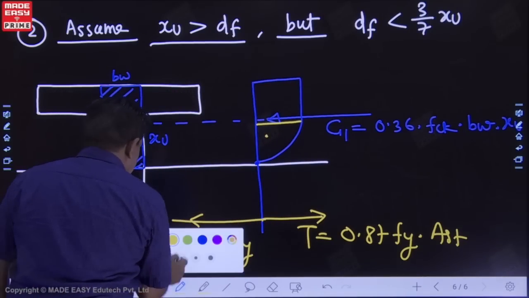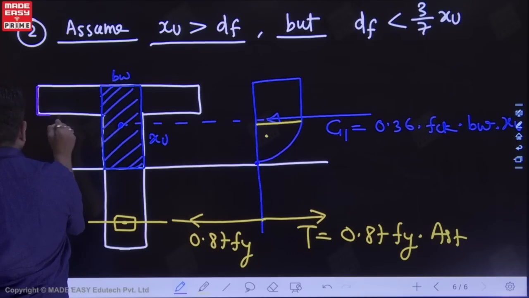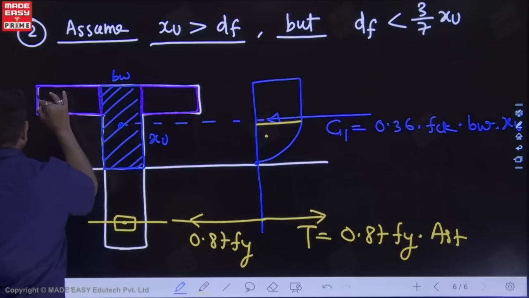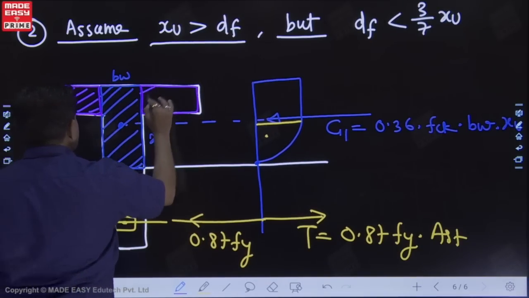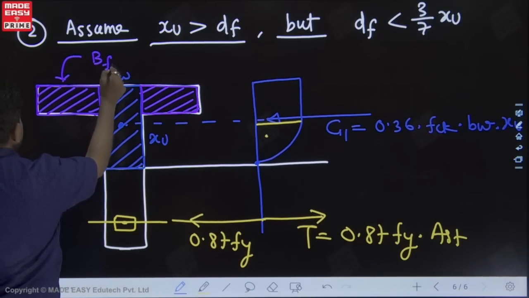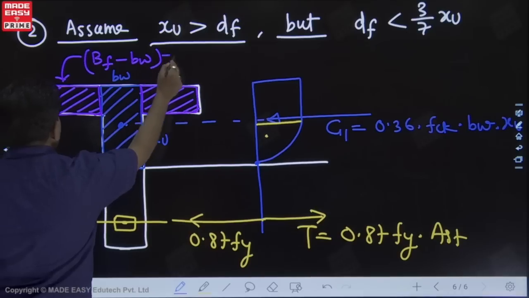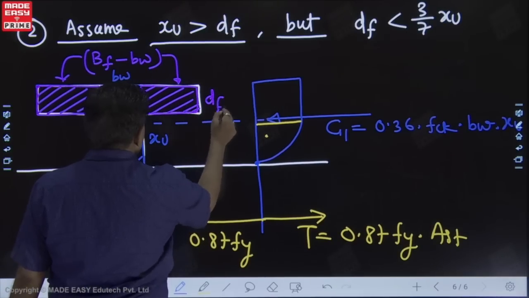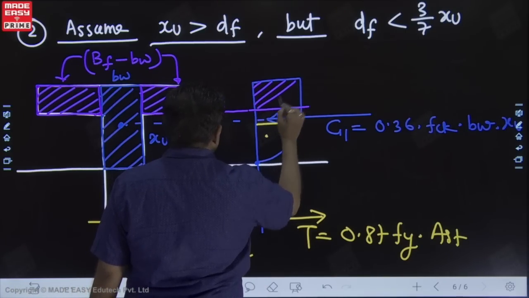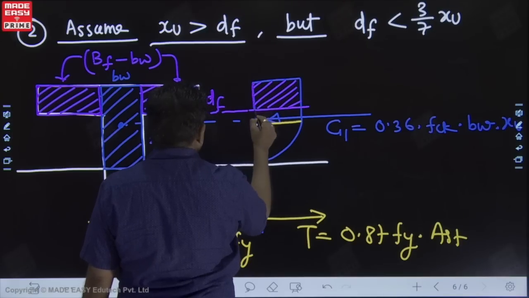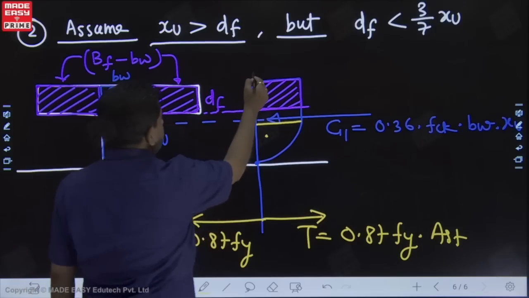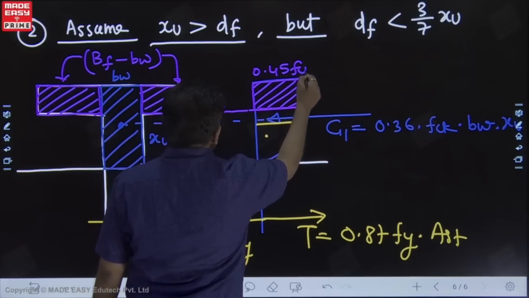So the flange portion, this flange portion and this flange portion, these are the two portions, the areas are like this. What will be the area? Its width will be total width bf minus bw. Depth is Df, and if this depth is within this rectangular portion, then the stress diagram in this flange will be like this. I have just superimposed the stress diagram. Same stress diagram, the value will be the same, with a value of 0.45 fck.